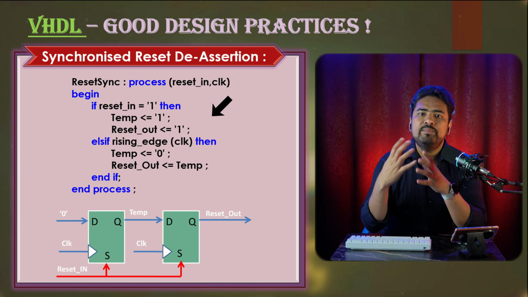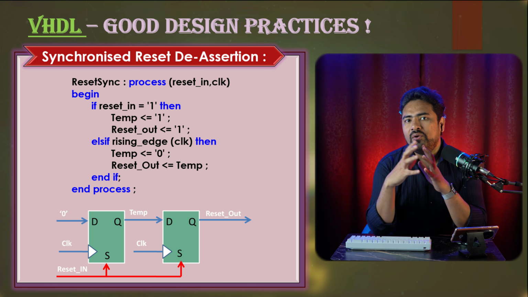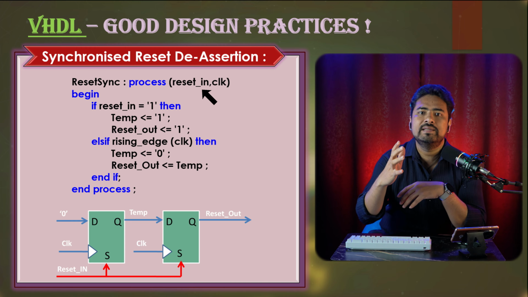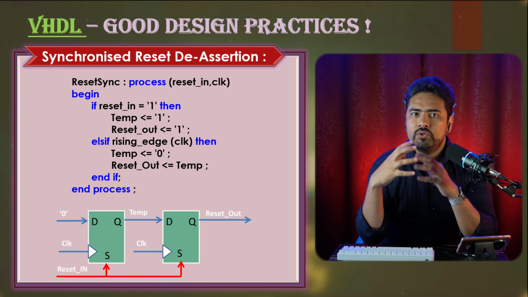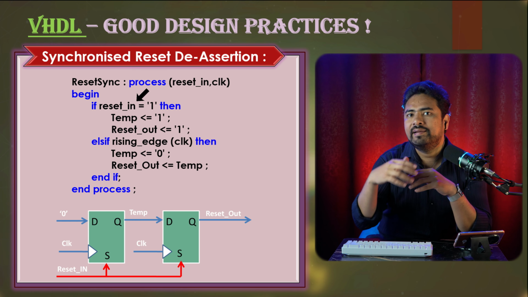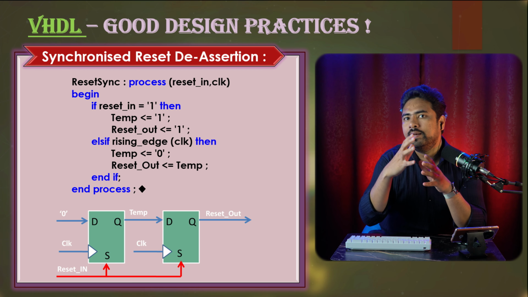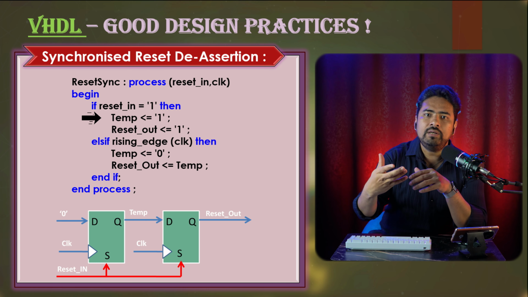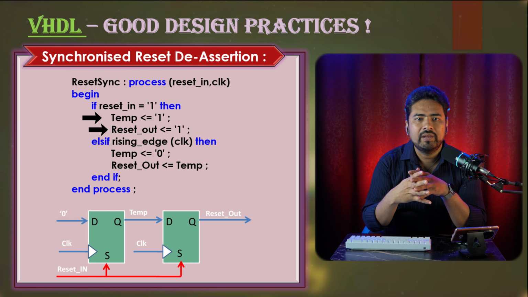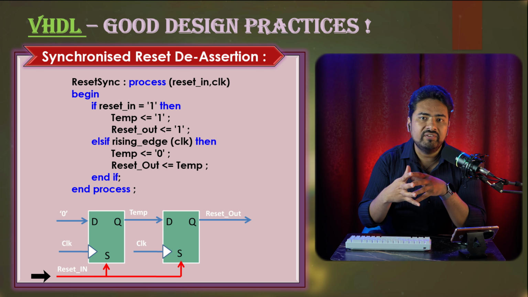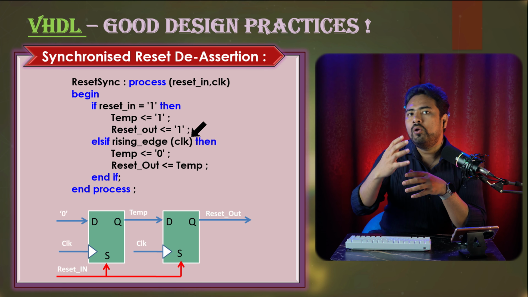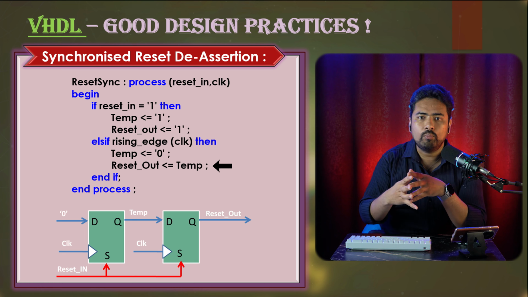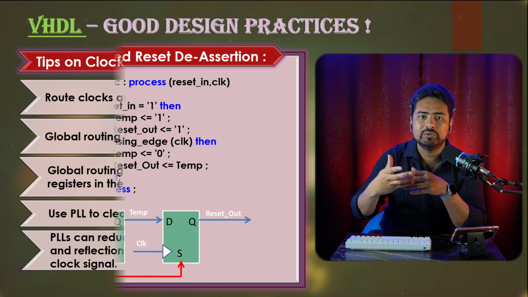So this is a simple VHDL code for this circuit. We have used a registered process block, means clock and reset input are in the sensitivity list. So when reset is applied, means reset in is equal to 1, then outputs of both flip-flops are set to 1, means temp is 1 and reset out is 1. Now if reset is not given, then at the rising edge of clock we move 0 to the temp signal and then this temp output is moved to the reset out.